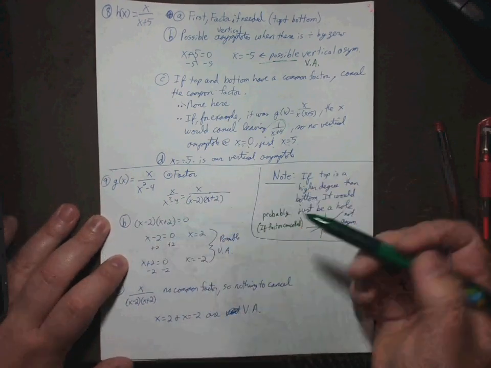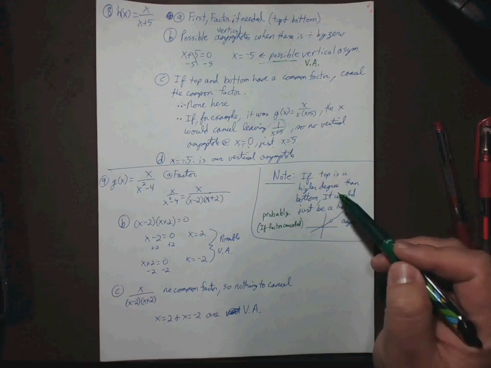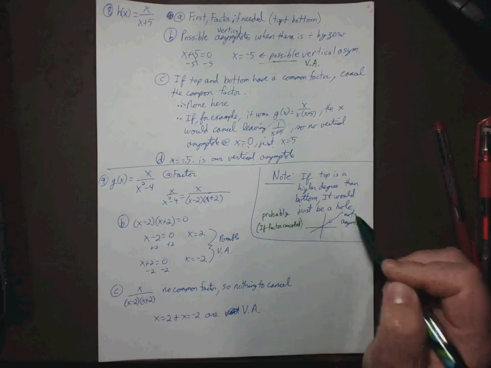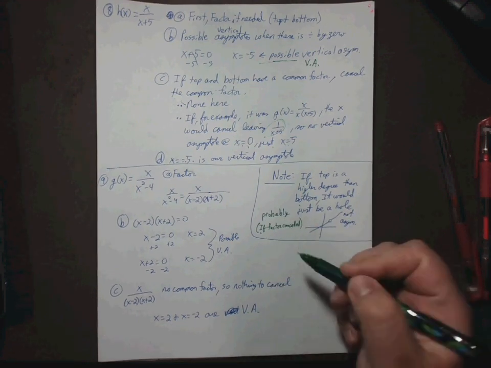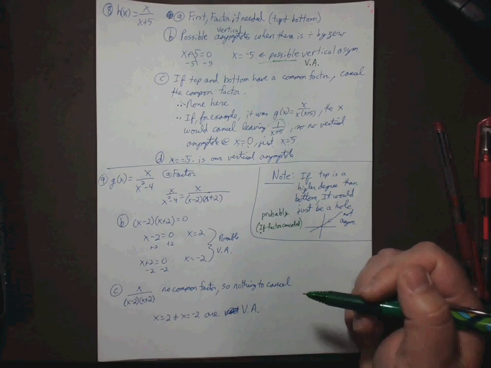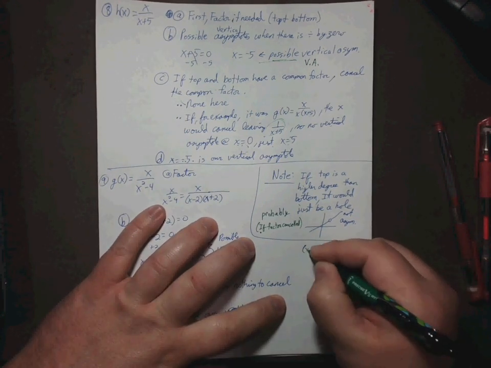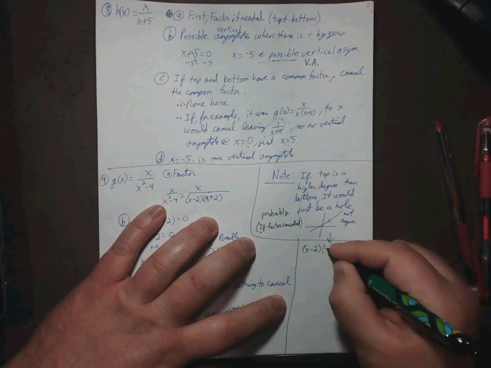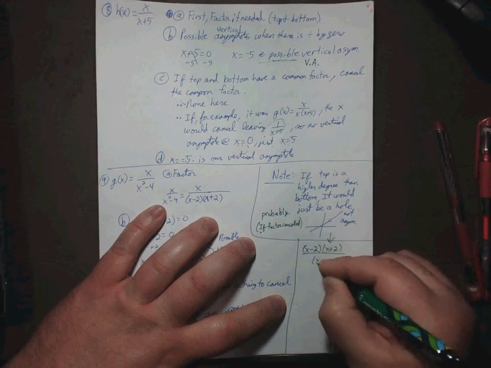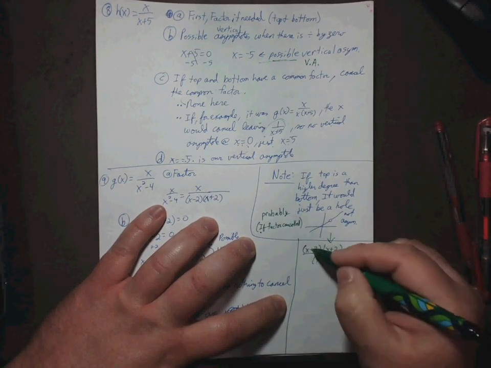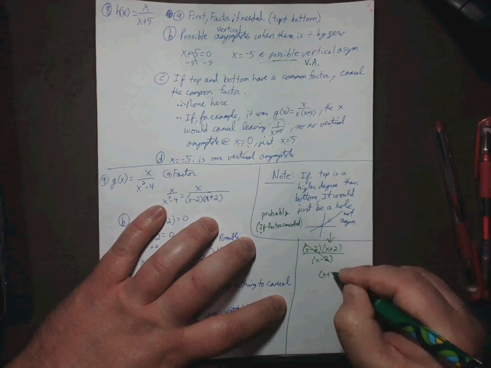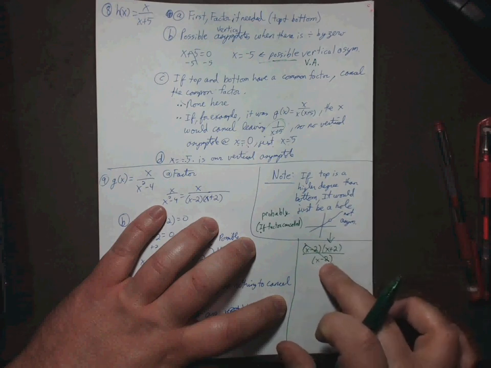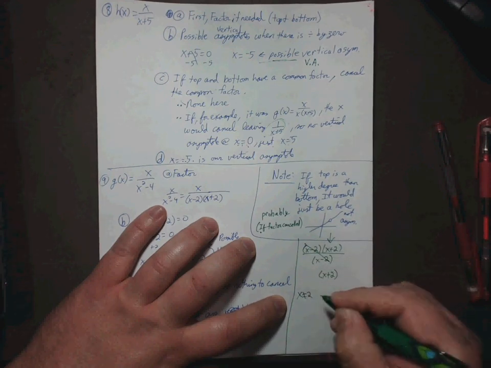Number 9. Oh, let me go over this. Note, if the top is a higher degree than the bottom, it would probably just be a hole, not an asymptote, if the factors canceled. For instance, if I had x minus 2, and I'll put a little box here, this is discontinuous, times x plus 2 over x minus 2, that will cancel, leaving you with just x plus 2. But here's the thing, 2 is not in the domain because it would give you division by 0.